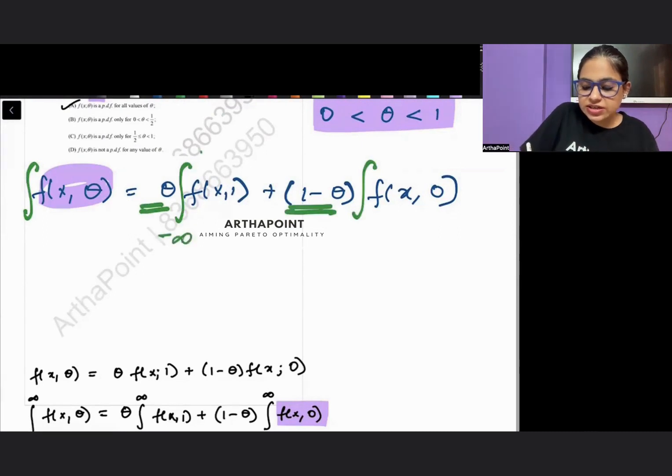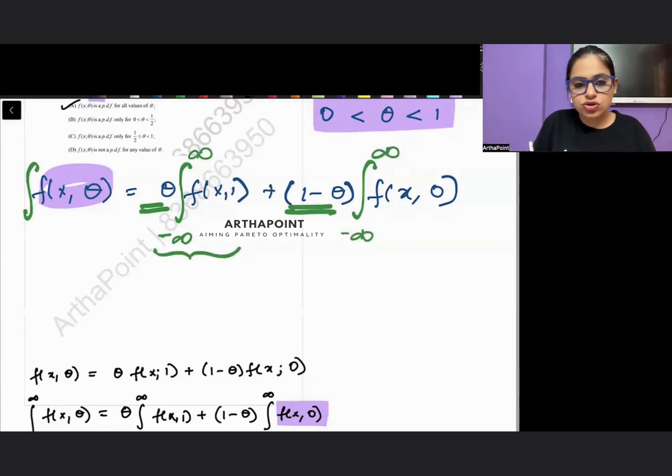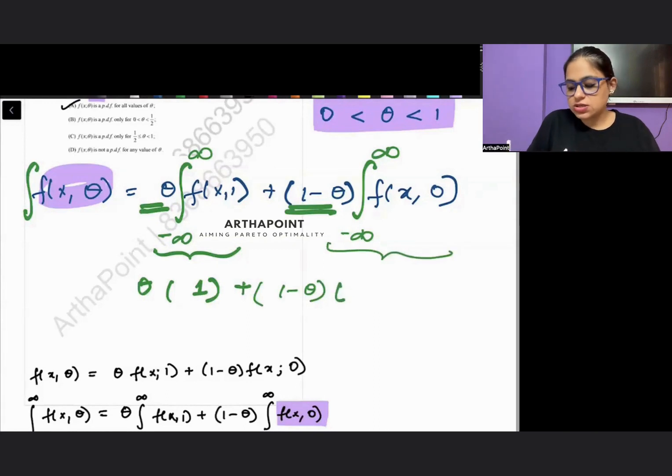And let's say I just integrate it from wherever it is defined, from minus infinity to infinity. But this is a valid PDF, so it should give me the answer as 1. Now, this minus infinity to infinity can be anything. It can be from any A to B. But the general way we write it is minus infinity to infinity. This is also a valid PDF, so this will also give me the answer as 1.